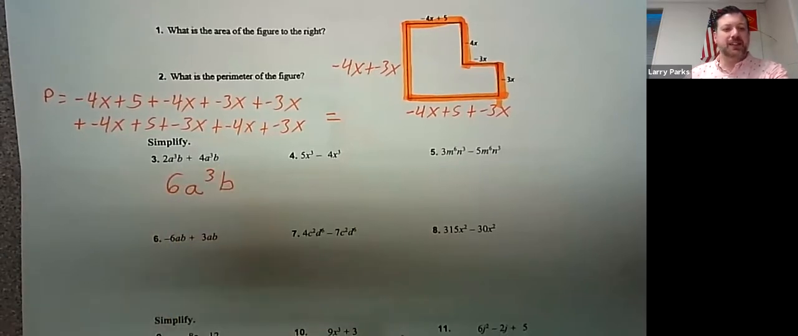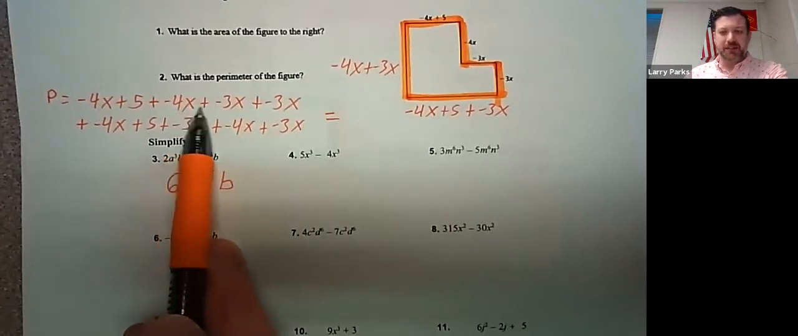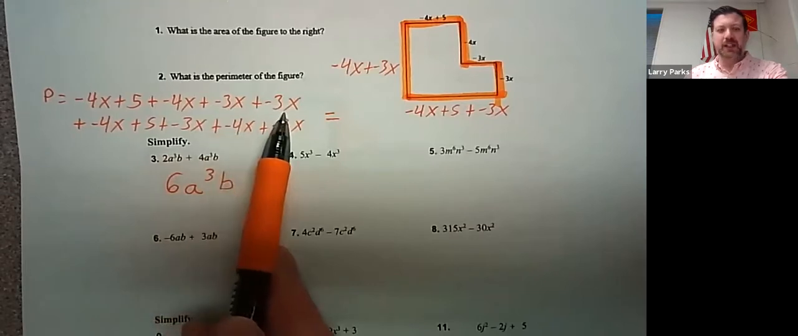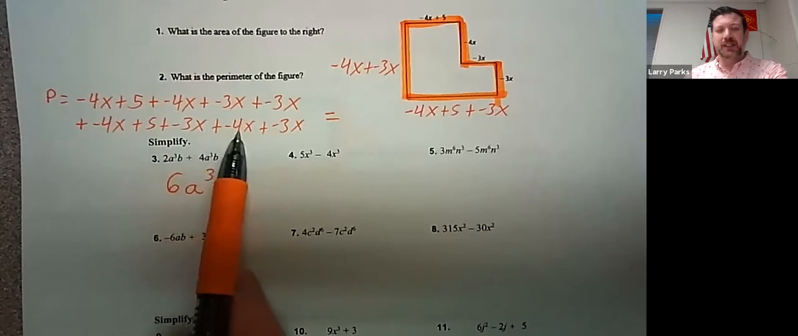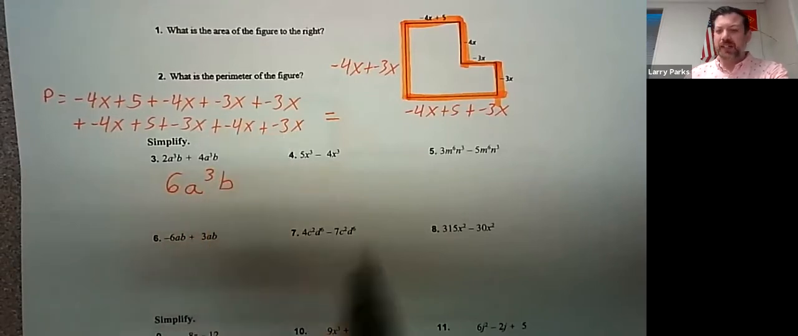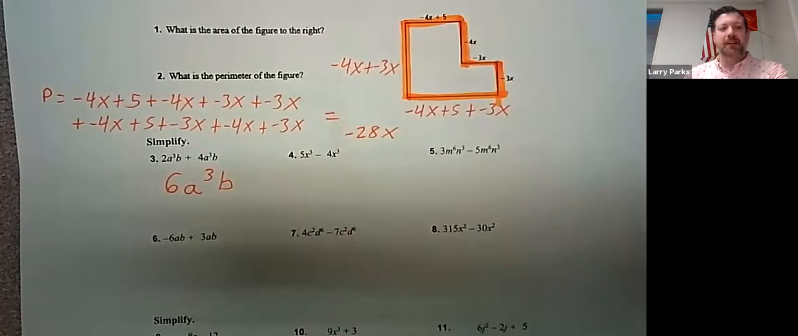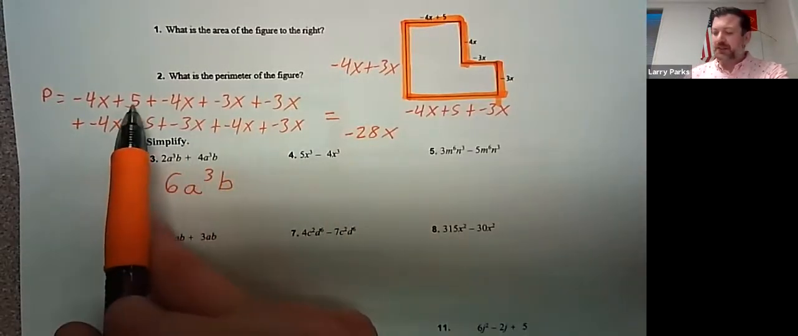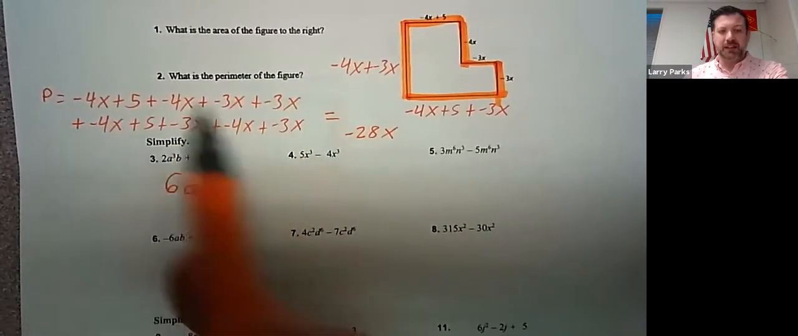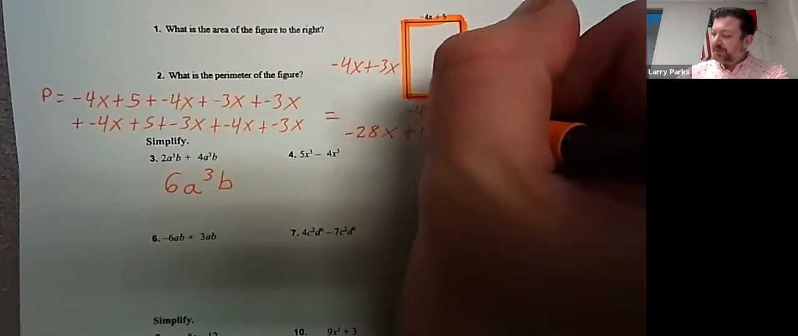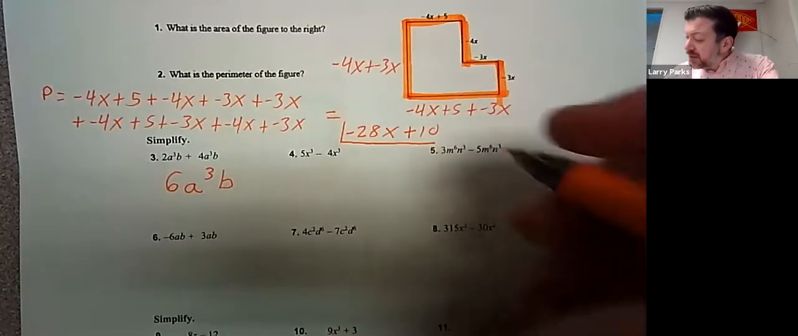So let's see, what is all of that? Negative 4 and negative 4 is negative 8. That's negative 11, negative 14, negative 18, negative 21, negative 25, negative 28x. Okay, adding up all the numbers, 5, 5, that's 10. Oh, just 10. So there is the perimeter. And we don't know the units, so I'll just put units.